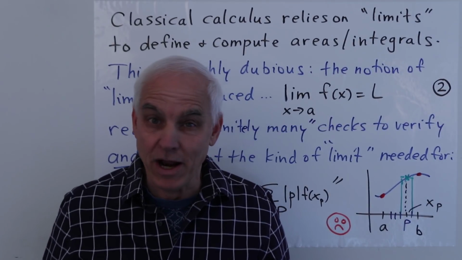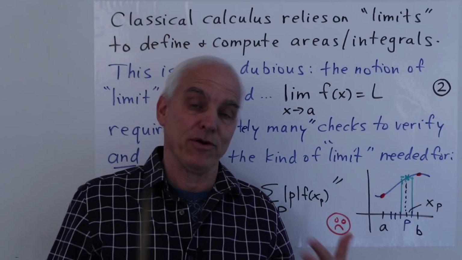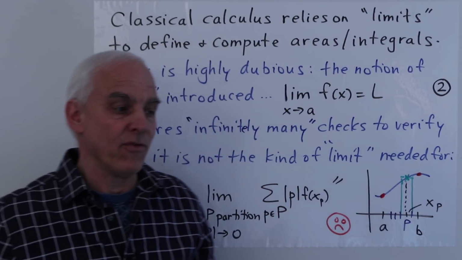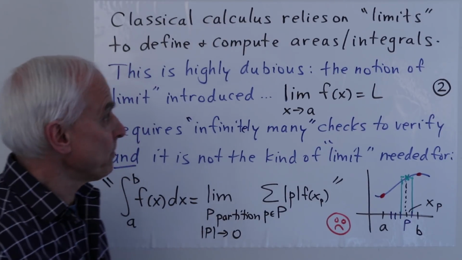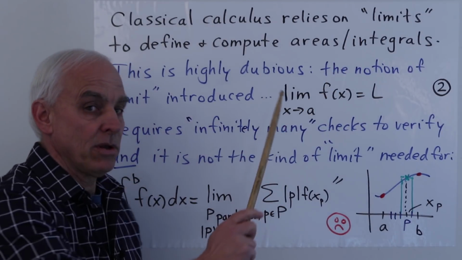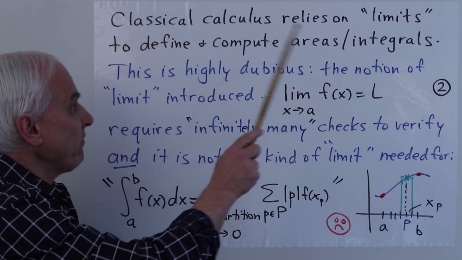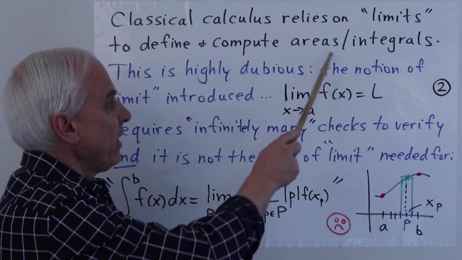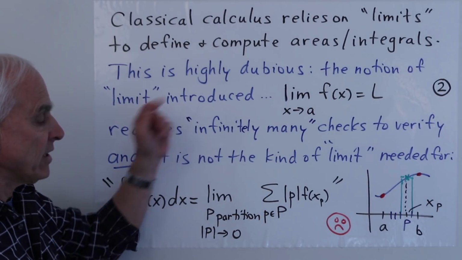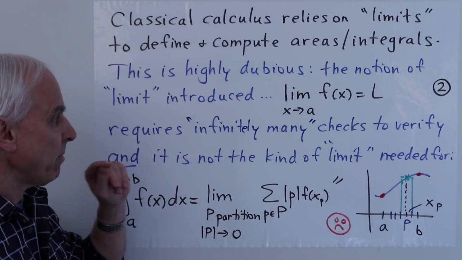Now, most of you will know that I'm not a fan of the traditional theory of limits because it involves things that we cannot do, so we end up just talking instead of being able to compute. But nevertheless, classical integral calculus relies very heavily on these limits, both to define and to compute, so-called compute, areas or integrals. And it's highly dubious for at least a couple of reasons.